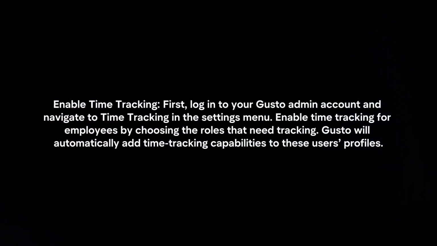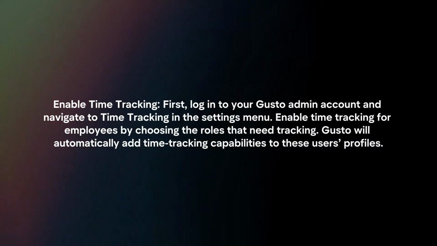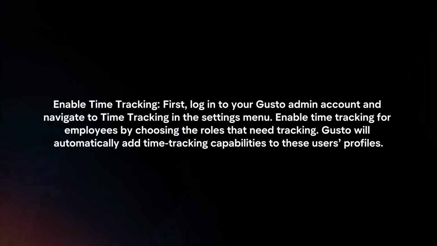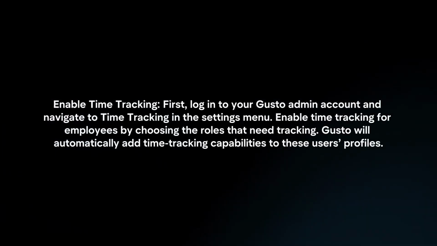Enable time tracking. First, log into your Justo admin account and navigate to time tracking in the settings menu. Enable time tracking for employees by choosing the roles that need tracking. Justo will automatically add time tracking capabilities to these users' profiles.